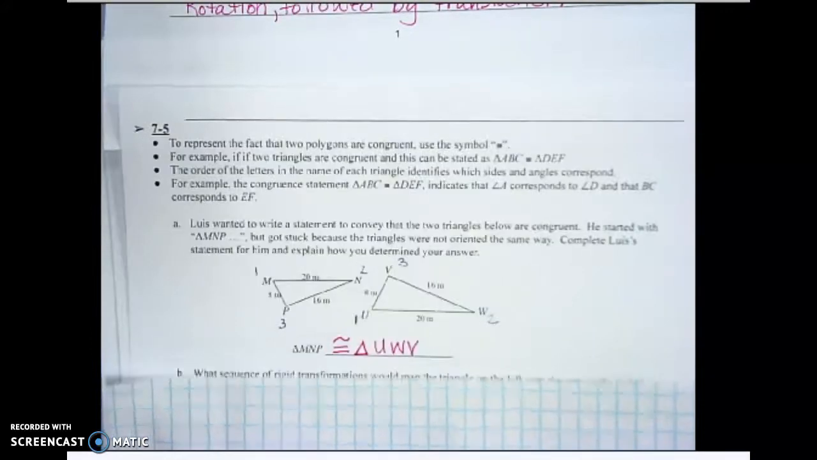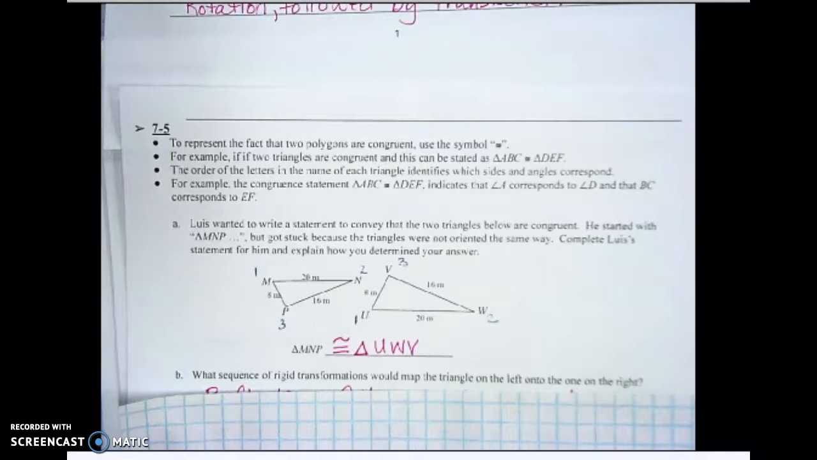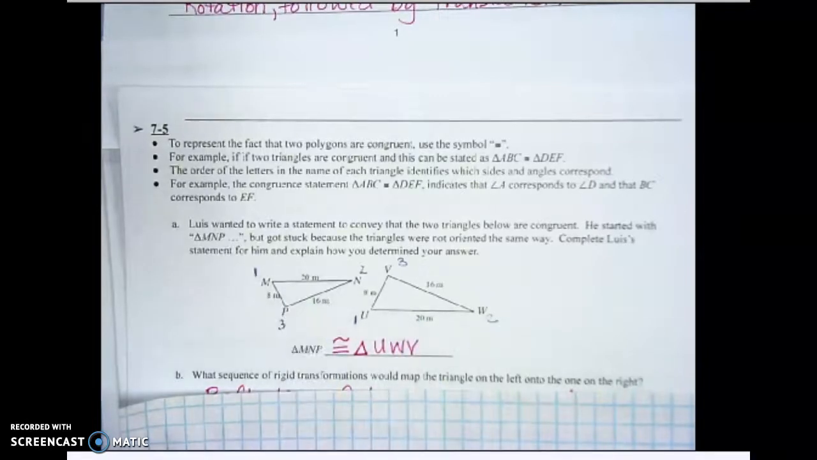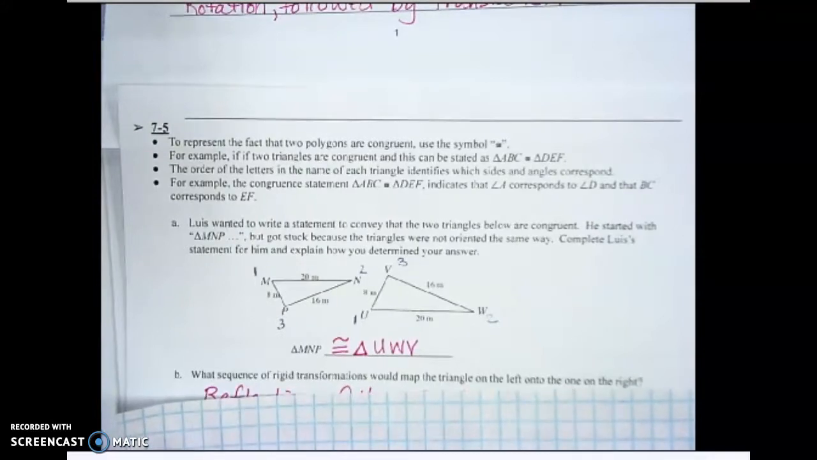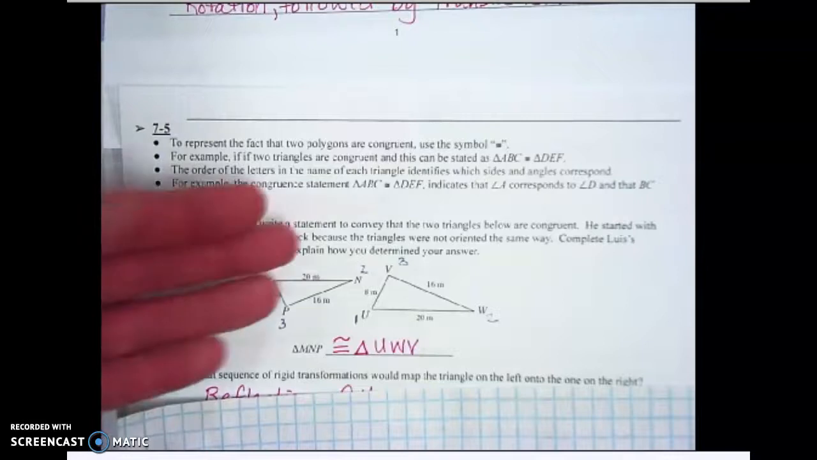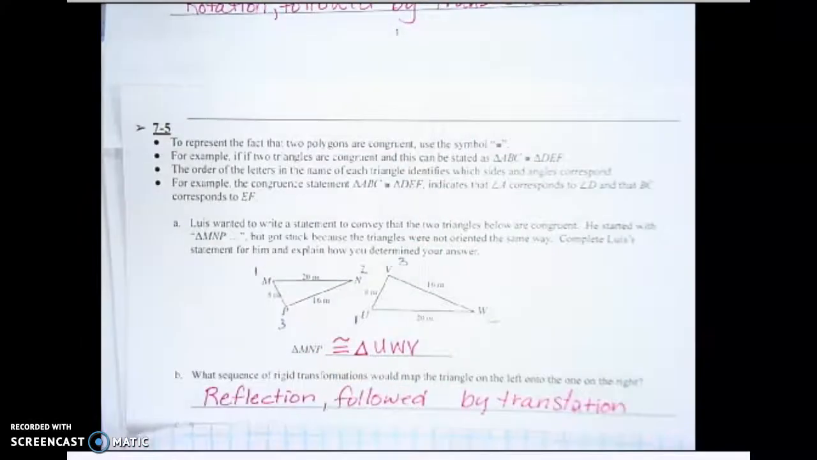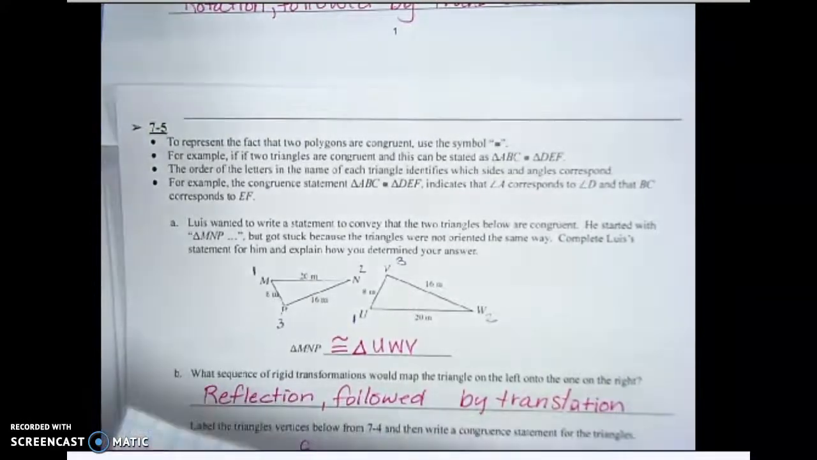Okay? All right, and part B says, what sequence of rigid transformations would map the triangle on the left onto the triangle on the right? So how do we get from the first triangle to the second triangle? Anybody know which of the 3 transformations it would be? Yes? It would be reflection. Yeah. And followed by a translation. So you would reflect it down, and then you would move it over. So I did a reflection, followed by a translation. And we have one more question.